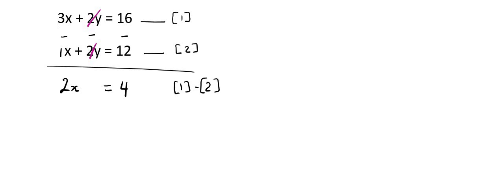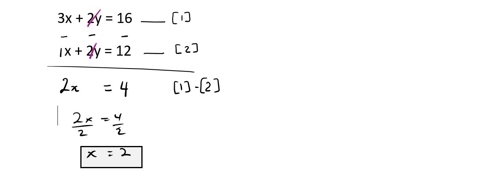And now we can simply solve for x. 2 times a number gives us 4. That means x is equal to 2, since 2 times 2 gives us 4. Or we can just simply divide both sides by 2. 2 goes into 2 once, that leaves us with x, or 1x, and 2 goes into 4 twice. And so we've found the first value. That is the value of x.